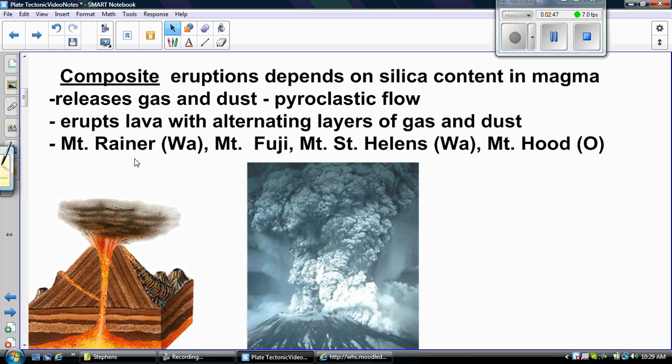Examples: a lot of volcanoes on our west coast are composite volcanoes. So Mount Rainier in Washington, Mount St. Helens in Washington, and Mount Hood in Oregon are all composite volcanoes.